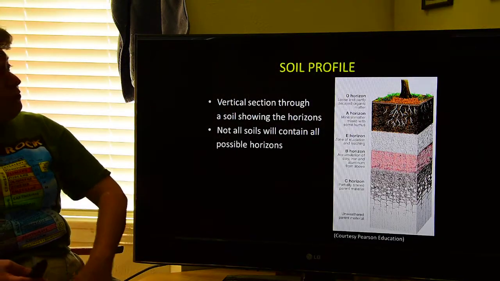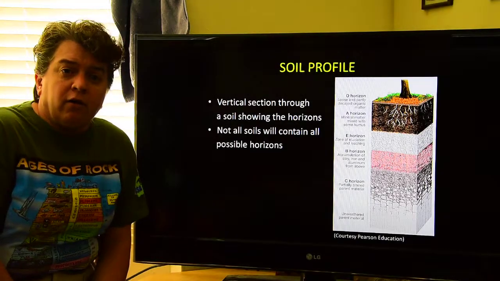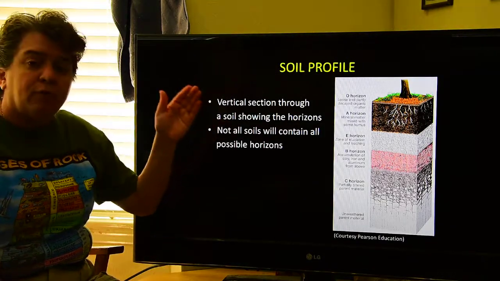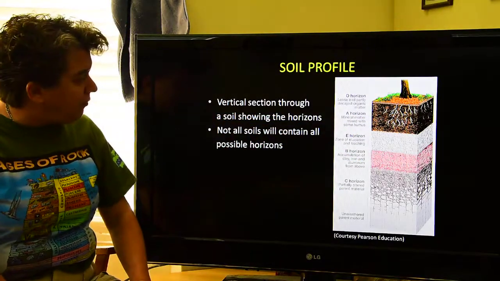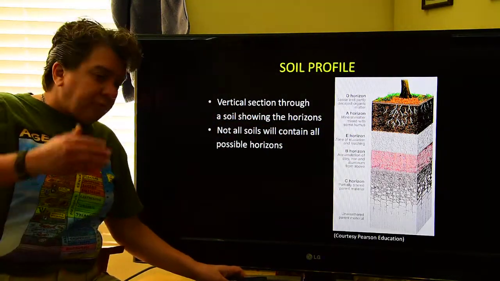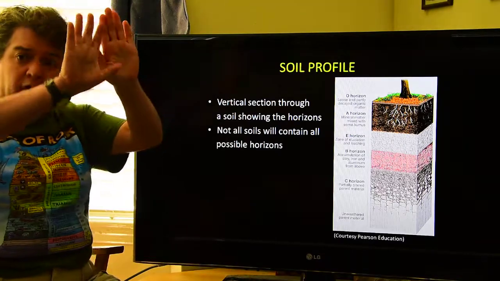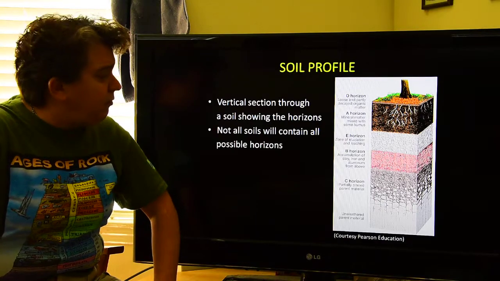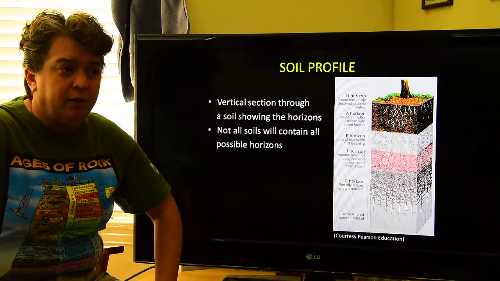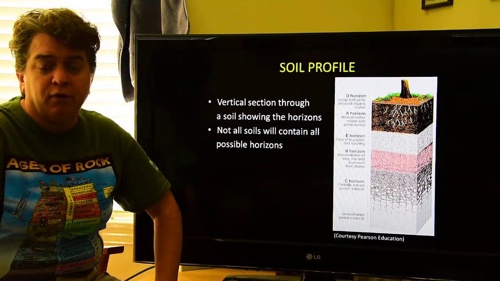And the way you study soils is you study a soil profile, which is looking at those distinctive layers. And so you need to see a cross-section, a side view of the soil. And how you do that is you dig a hole in the ground, and then you stand in the hole and you look at the soil layers.